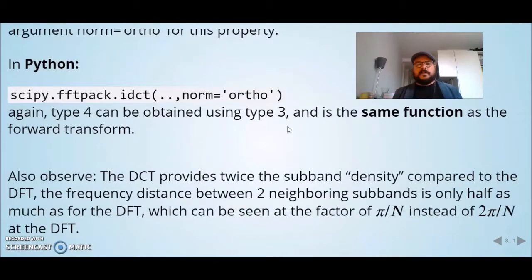The DCT has a different subband density, so as we are talking about this factor pi over N instead of the 2 pi over N, the frequency distance between two neighboring subbands is only half as much as that of the DFT, so the DCT provides twice the subband density when compared to the DFT.